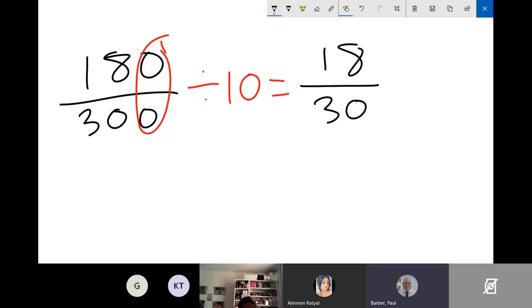I could have done that on a calculator, but they both ended with 0. So basically what I've just done is crossed out the 0 at the end. So my original fraction was 180 out of 300. I've now reduced that down to 18 over 30.